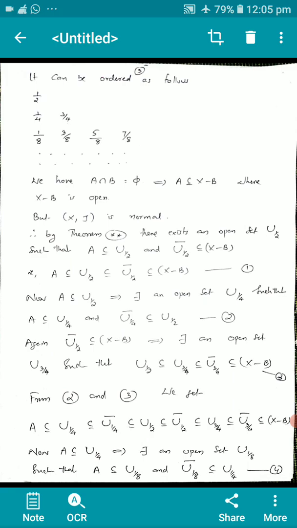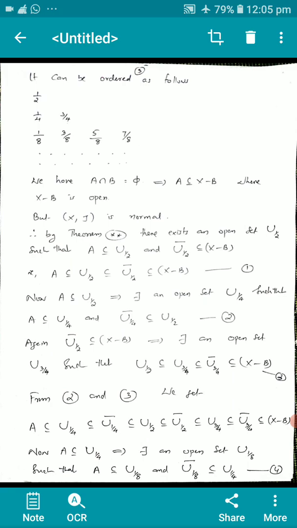So clubbing these together, we can write A is a subset of or equal to U1/2, which is a subset of or equal to U1/2 bar. A is always a subset of or equal to A bar, which is a subset of or equal to X minus B. Call it 1.